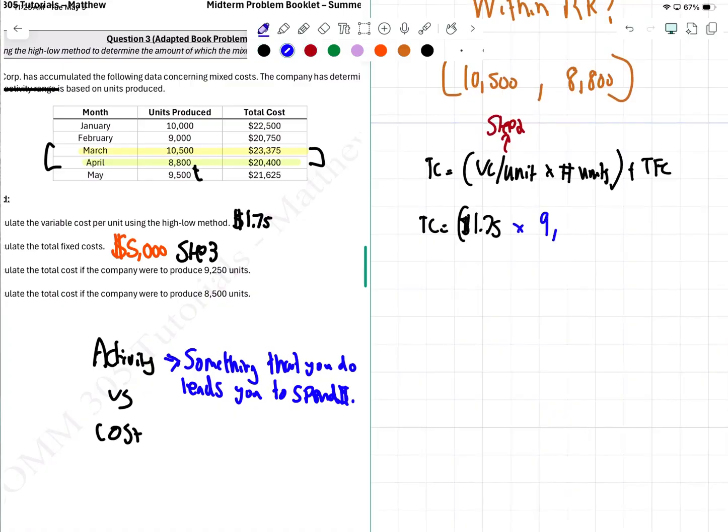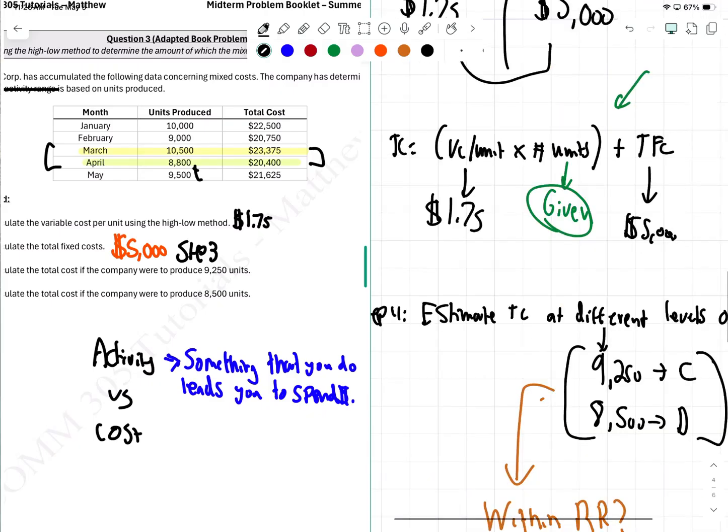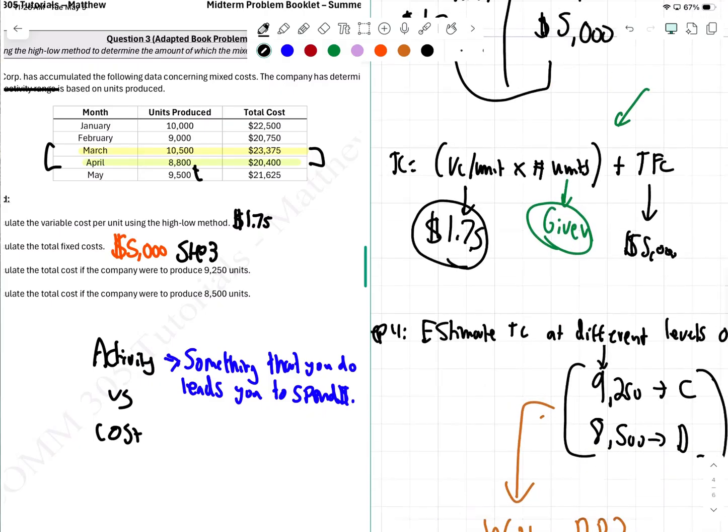Remember, the business is going to tell you what their activity is. So the activity is 9,250 units. And then don't forget your fixed cost in step 3, which is 5,000. The fixed cost never changes. That's why, in the total cost equation, we solve for the VC per unit and the total fixed cost. Remember what I said in the theory? Your variable cost per unit does not change. Your total fixed cost does not change. Remember the examples I went over in the theory.